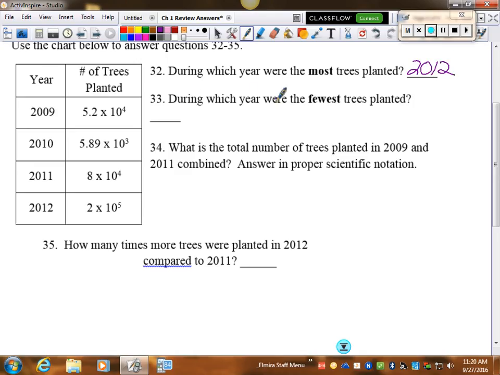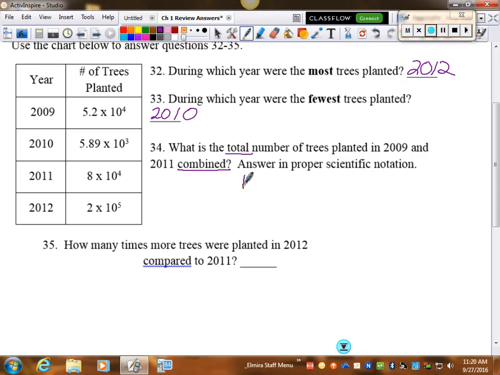33. During which year were the fewest trees planted? So we're going to go for that smallest exponent. So that's 2010. Then it says, what is the total number of trees planted in 2009 and 2011 combined?